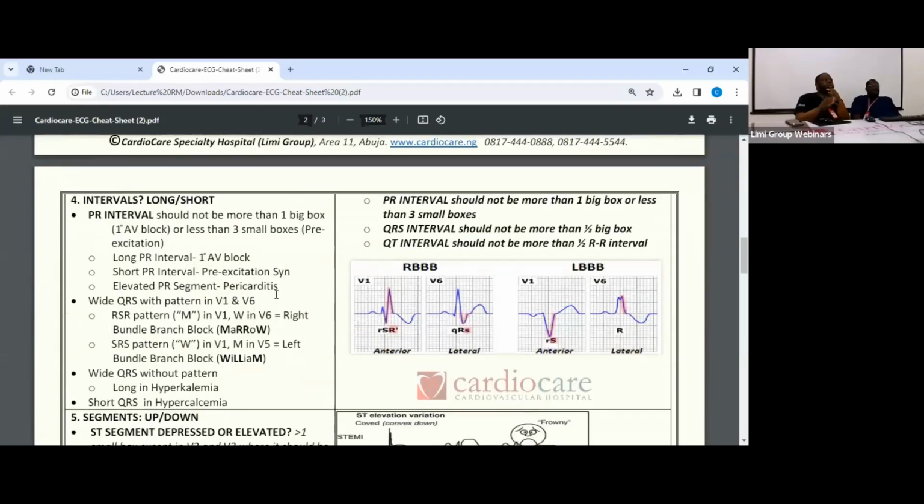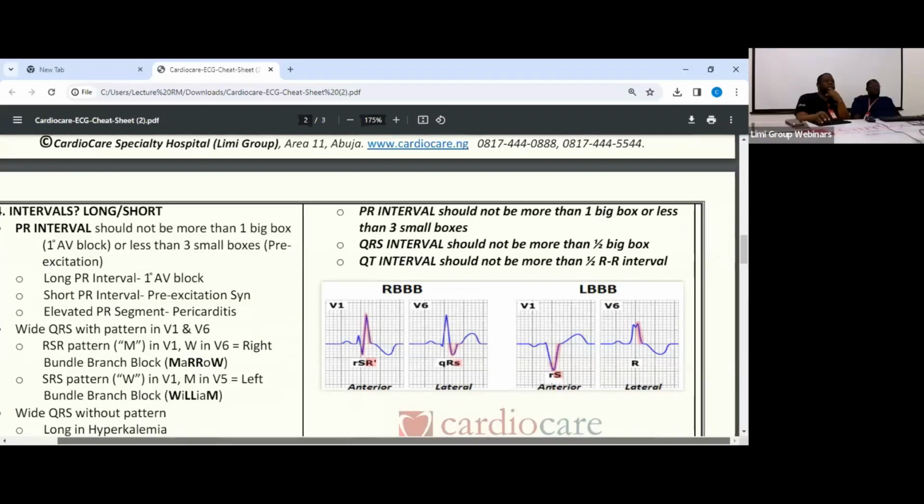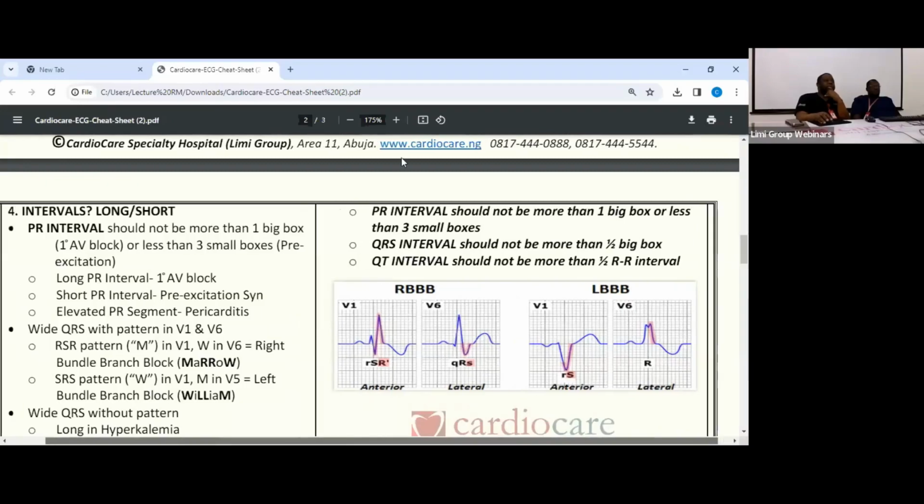Let's keep it. Okay, so let's come to intervals. In intervals, typically all we are looking at is the time duration. There are two major intervals we are interested in: PR and QRS. Now, why are we interested in those two? Those are the two that are useful for everyday practice. Remember, I said ECG for everyday practice.